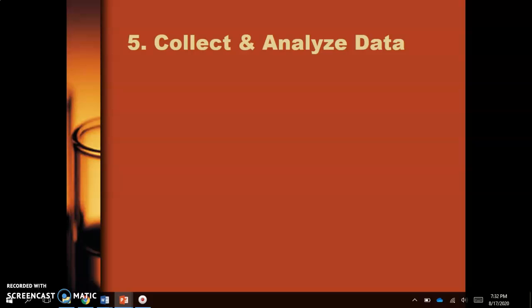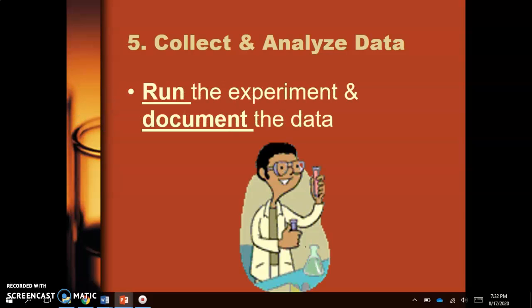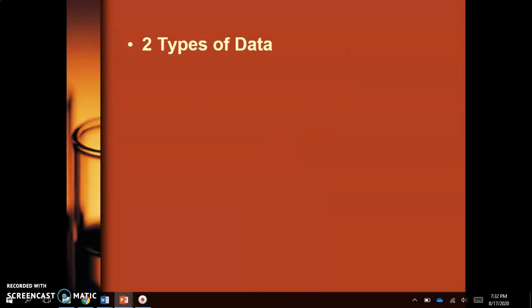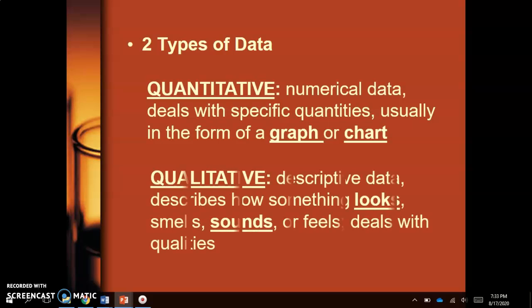Step 5 of your scientific method is to collect and analyze data. You're going to run the experiment, so do the actual experiment, and then you're going to write it down. There are 2 types of data. Quantitative data is numerical data, so this deals specifically with quantities, usually in the form of a graph or a chart. So an example of quantitative data would be there are 5 desks in the classroom. The gummy worm is 3 inches long. Okay, if there is any kind of numbers involved, it's quantitative data.